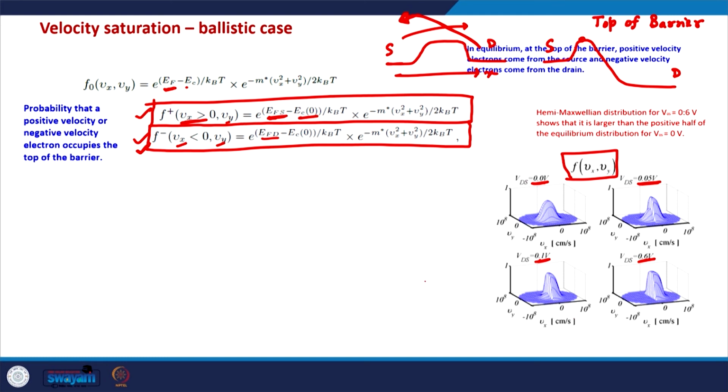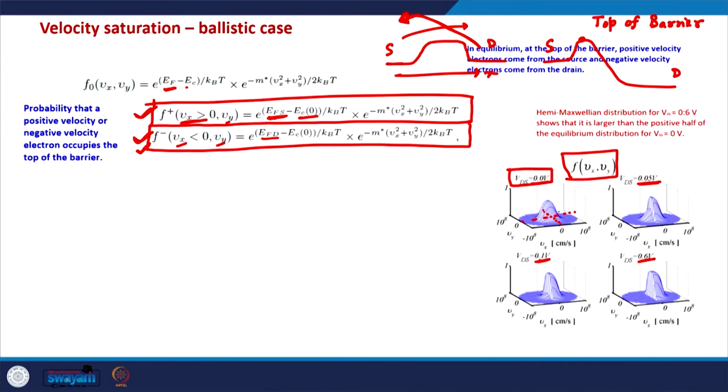So, when there is no drain voltage, VDS is 0 volts, in that case in this distribution function f(Vx, Vy), both positive components and negative components are equal, and as you can see in this 3D plot, this is exactly a symmetric distribution of velocities. So the probability of electrons having positive velocity and the probability of electrons having negative velocity is the same. So, the net velocity is 0, and that is the equilibrium condition.